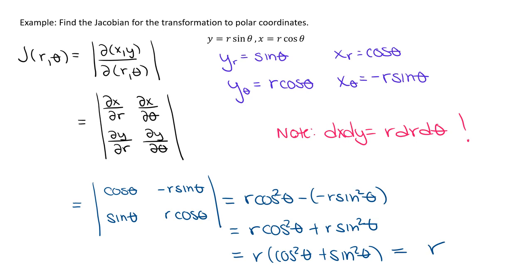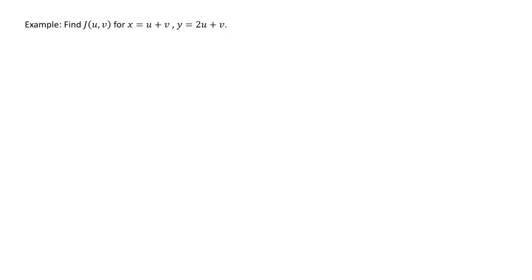And so what that means is when we do this transformation, we can replace the dx dy with the Jacobian, which is r, times dr d theta. And that's exactly what we have learned in the past. This is just a different way of thinking about where that r comes from. And the advantage of these Jacobians is we can generalize this and apply this to other transformations.